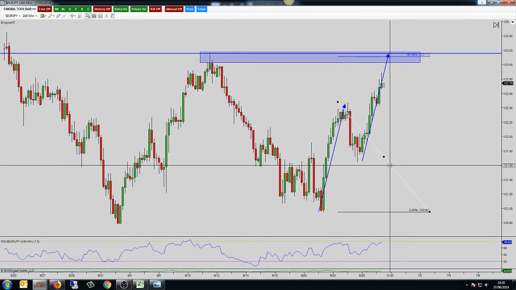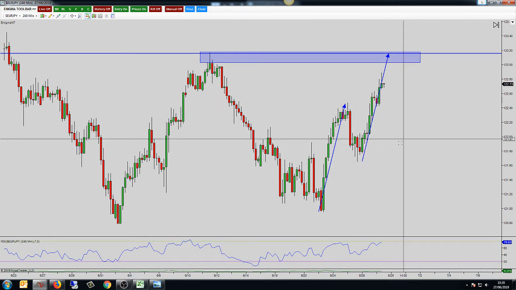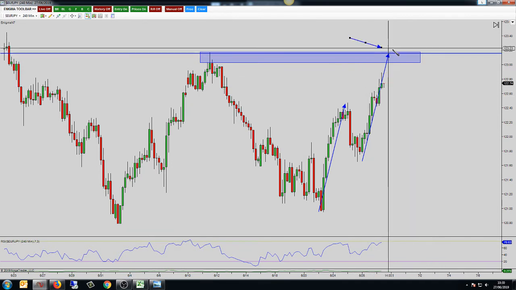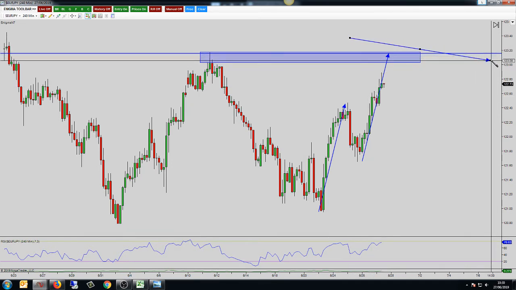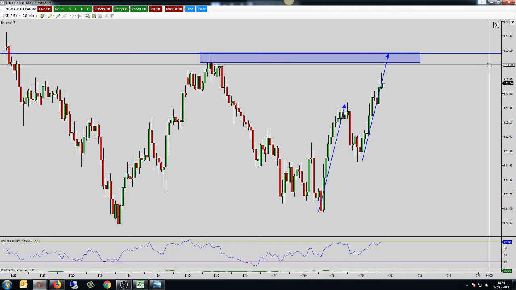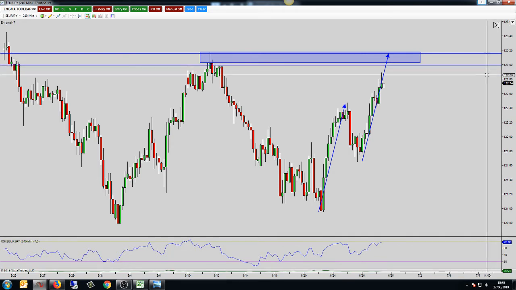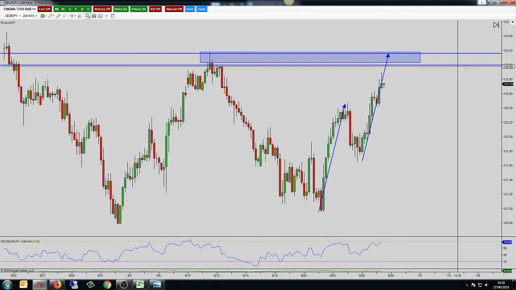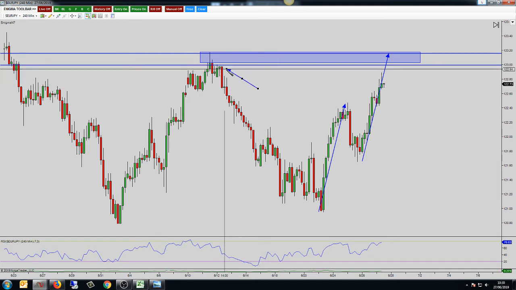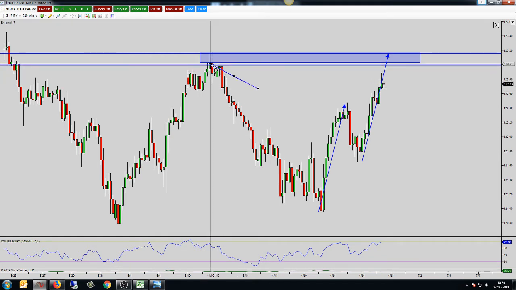Let's just remove those for the time being, and let's look for psychological numbers. There is no psychological number here. In fact, the psychological number for me is right here at this 12300 level. But that comes in just below the closes of the candles.